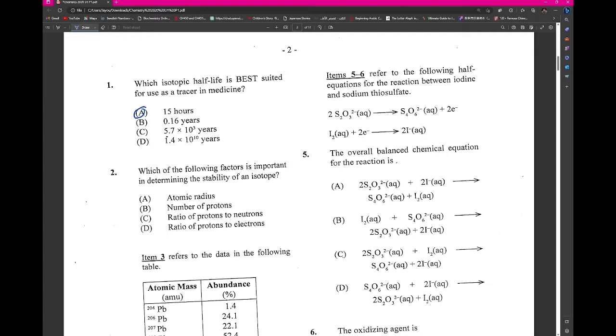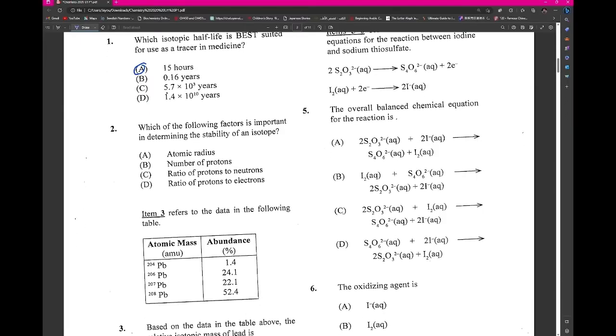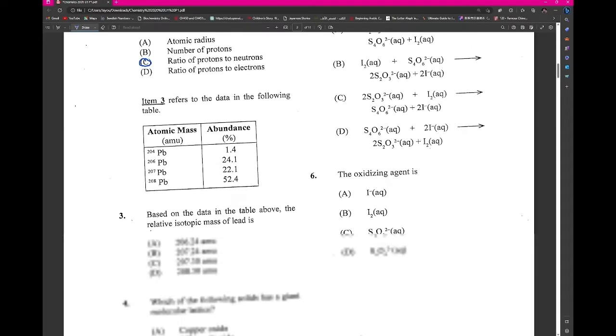Number 2, which of the following factors is important in determining the stability of an isotope? This speaks to the ratio of protons and neutrons, because if these isotopes are unstable, that means they have varying ratios of protons and neutrons that will make the nucleus unstable. It's not really dependent on the electrons.